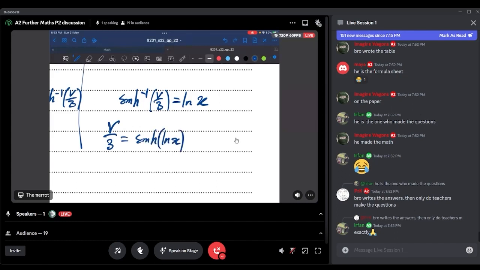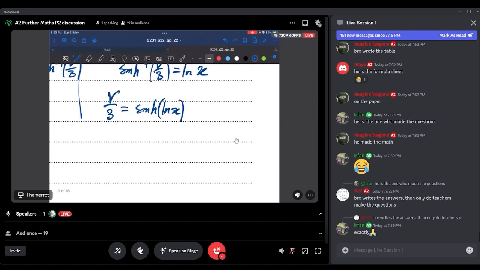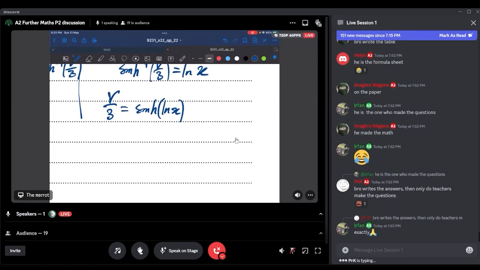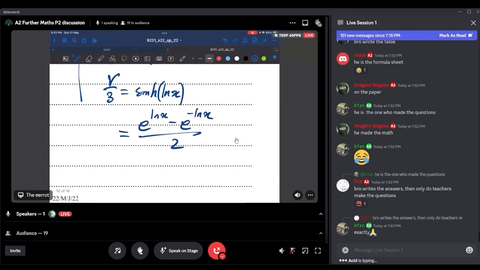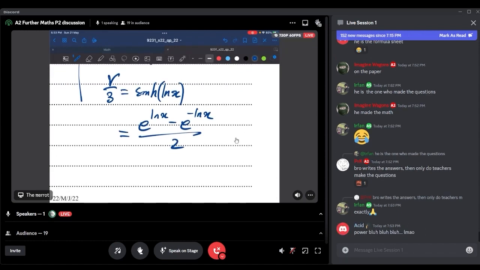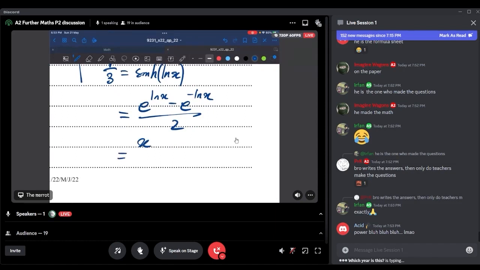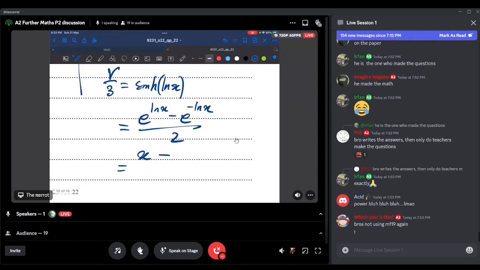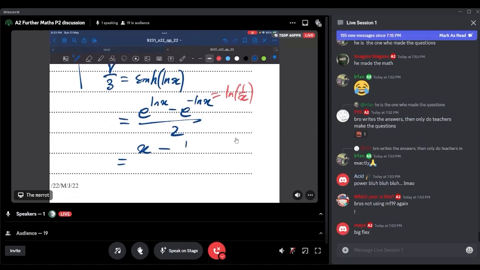And don't forget that by definition, sinh is just e to the power of blah blah blah, remember that? This is just e to the power of ln x minus e to the power of negative ln x all over 2. But e to the power of ln x is just x, I can just replace it. So x minus, well, this thing is just ln of 1 by x, right? And now you can cancel the ln. So you have 1 by x all over 2. Right, let's go to the next page.